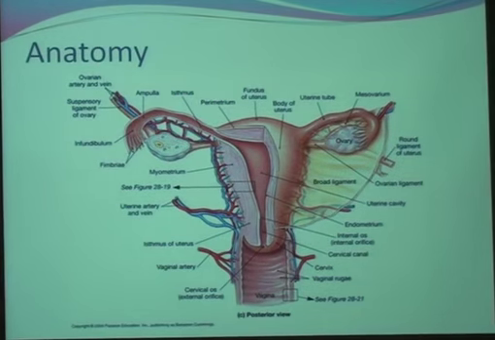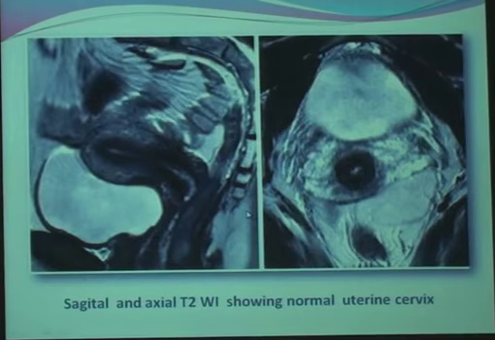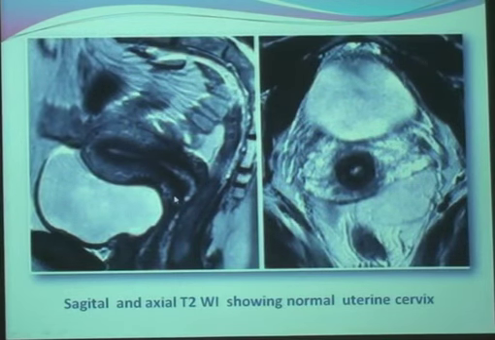Now the anatomy of the cervix. The cervix is the lowermost part of the uterus. It is a muscular tube. It has an internal and external os. It receives its blood supply from the uterine artery. In MRI, on sagittal T2 weighted image and axial T2 weighted image, we can see the trilaminar appearance of the uterine cervix.